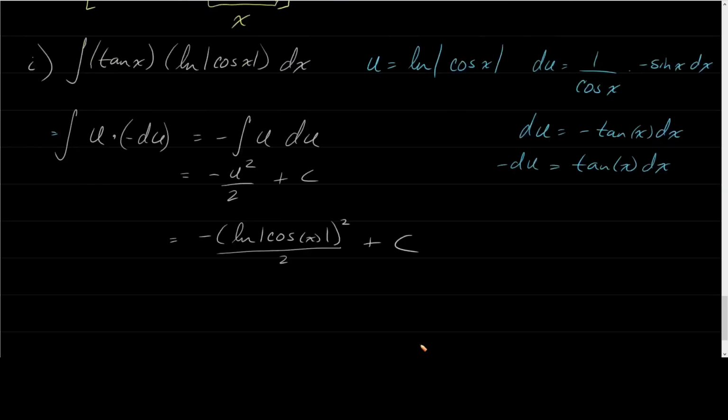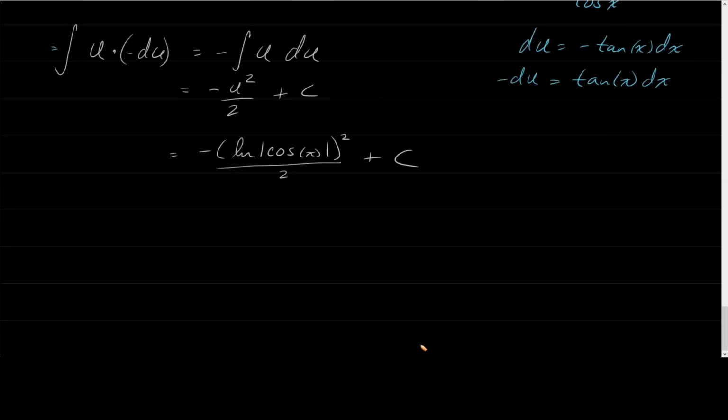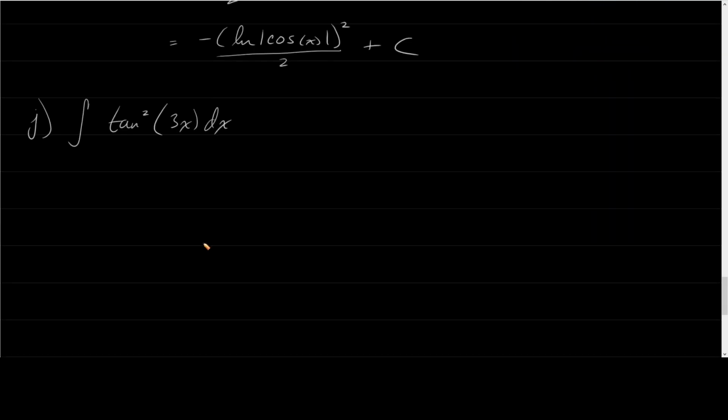Next one, J. So here we go, J. And here I have the integral of tan squared of 3x dx. The very first thing I want to do here is I don't want to work with that 3x. So I'm going to do a u substitution. Let's say that u is equal to 3x. Therefore, du will be 3 dx.